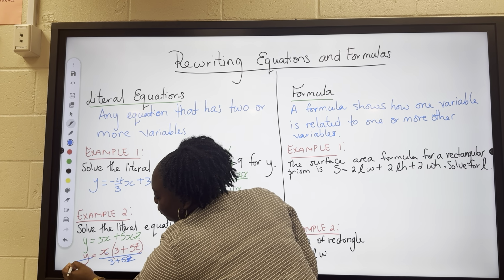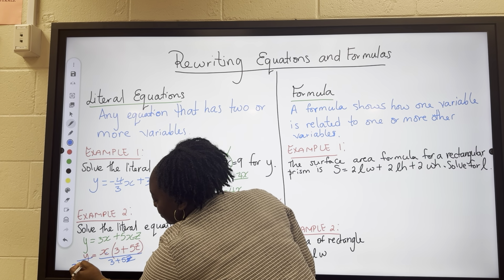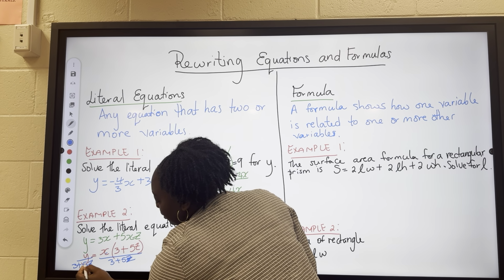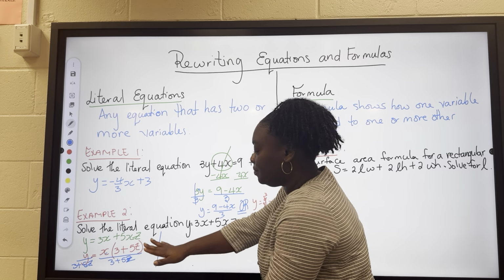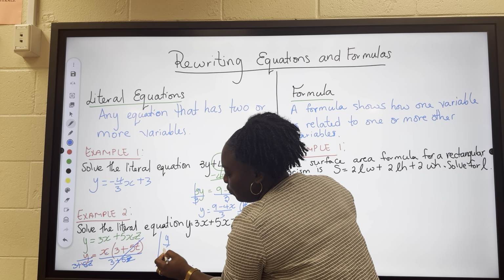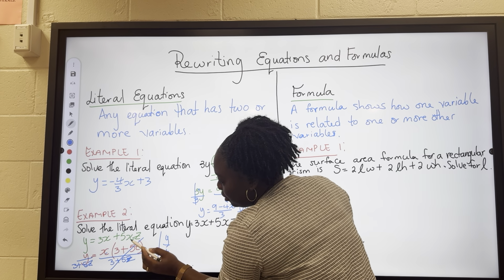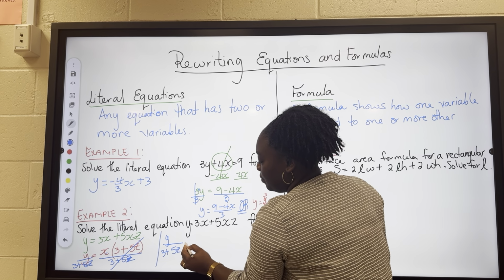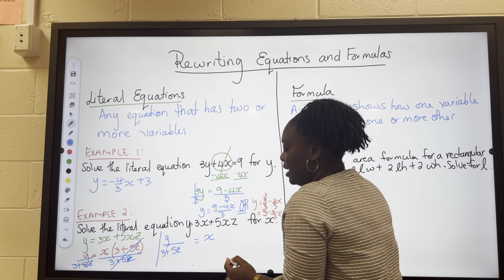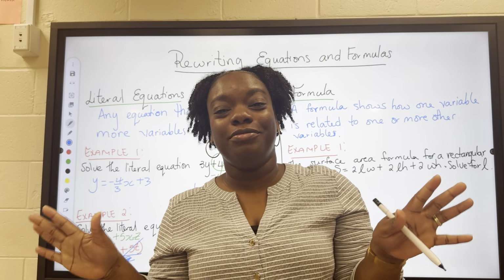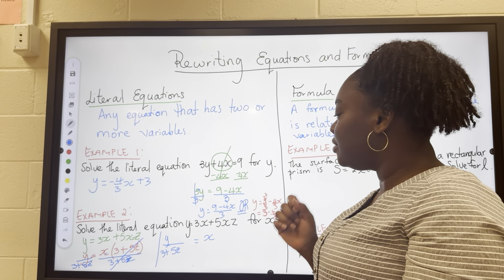And anything I do on one side, I do to the next, right? So I'm left with that. That's cancelled out. So y over 3 plus 5z is equal to x. And you can always write that on the other side if you have a problem with it being on the right. Just rewrite it, all right?